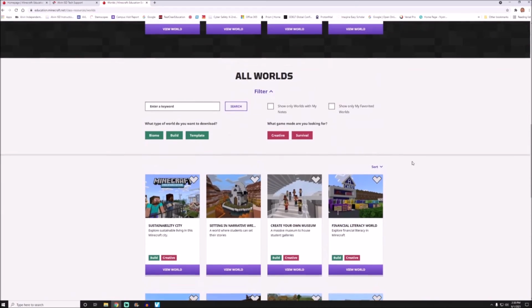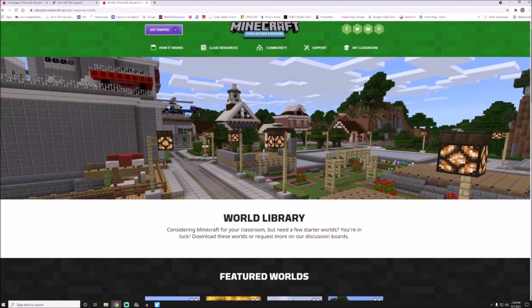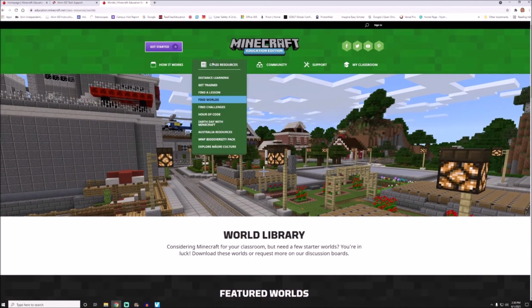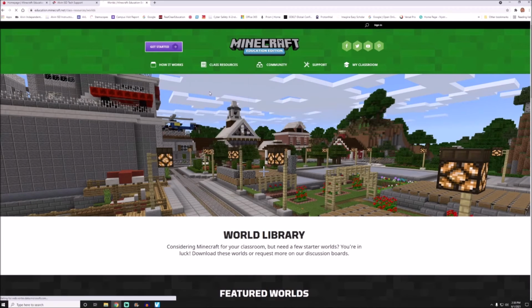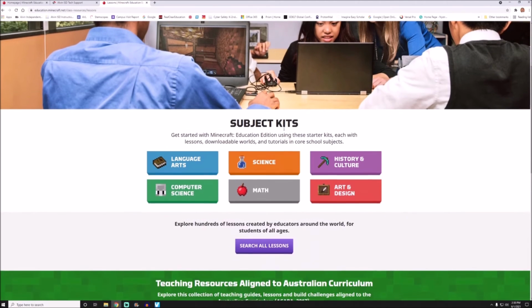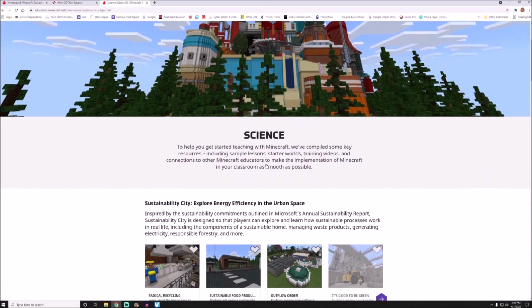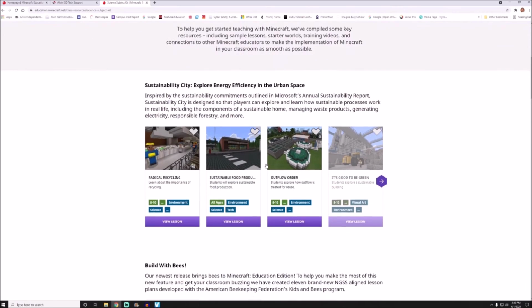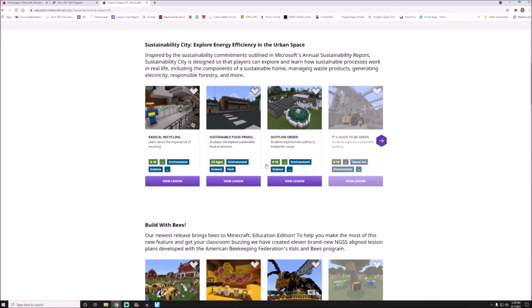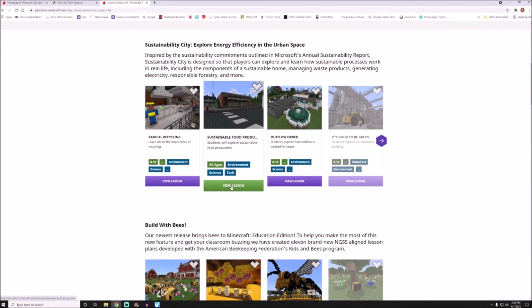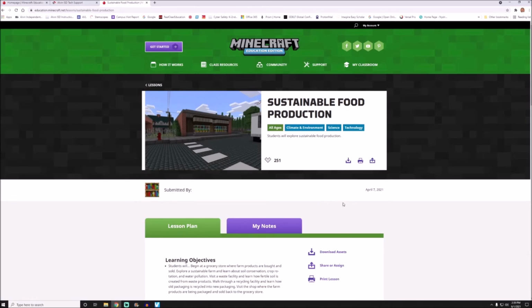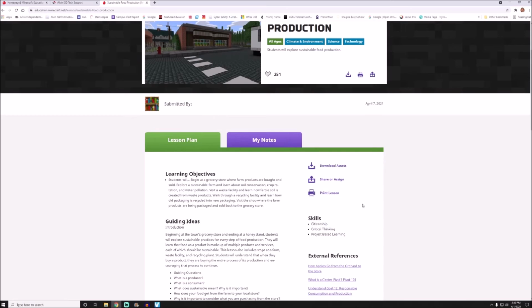The primary difference between Find Lessons and Find Worlds is that when I go to find a lesson, and let's go ahead and take a deeper look at a lesson right now, for instance, one of the science lessons, I'm going random at this point, so we're just going to have to see what we get. And let's say we want to take a look at the lesson for sustainable food production. Lessons usually include support materials in addition to just the world file itself.